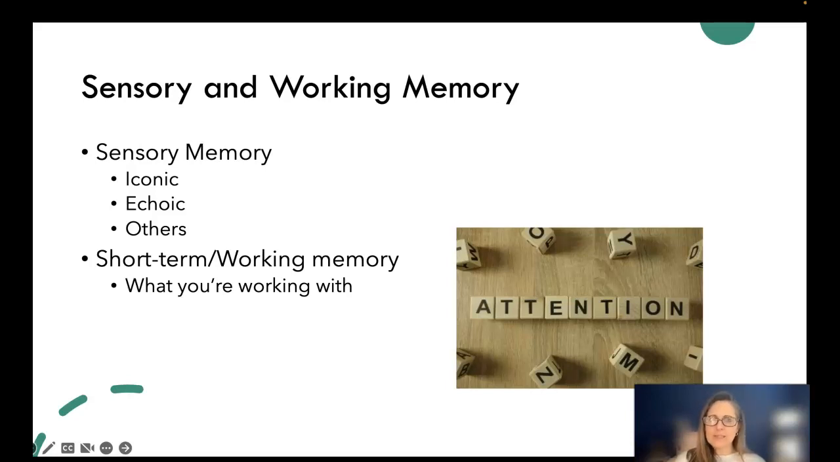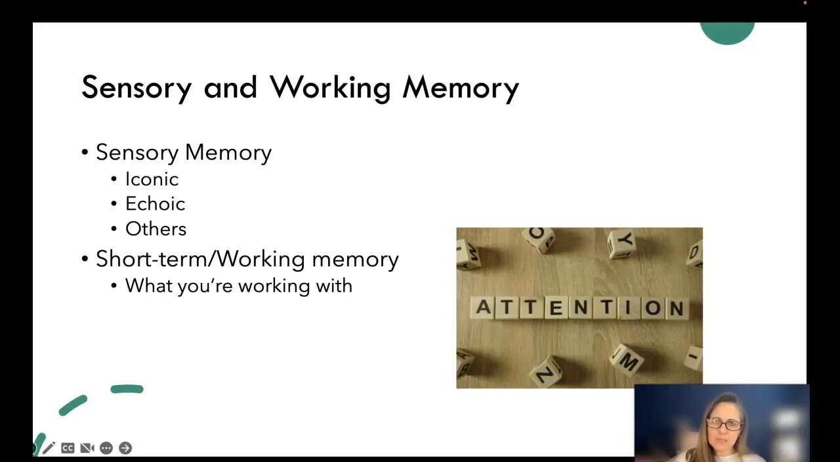But according to this model of memory, short-term memory is really everything that you're aware of, everything that you're conscious of, everything that you are working with. So the term working memory might be a more apt term. It's certainly a more descriptive term of what this part of the memory process involves. So it is what you're working with right now.